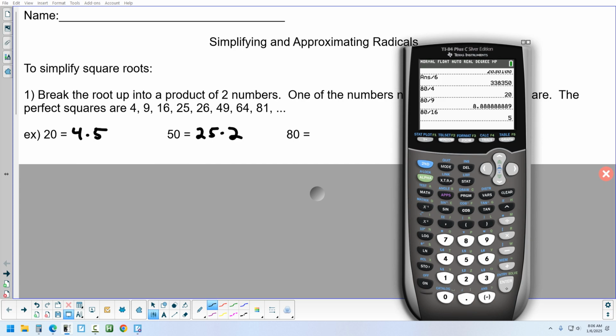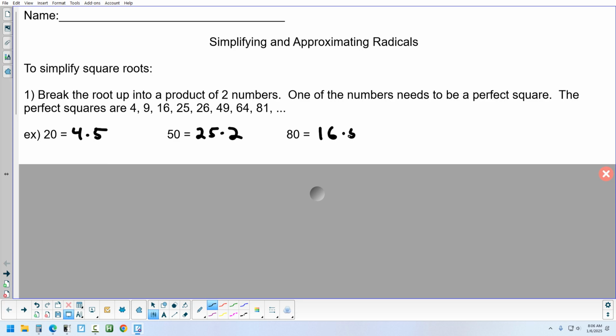Yes. So how would we break up 80 using 16? We want to break it up into something times something, like we did the first two. Like times 5? Yeah, what times 5? 16. Yeah, 16 times 5. Okay, so that's your first step. Try to break up the number that they give you using what's up above.